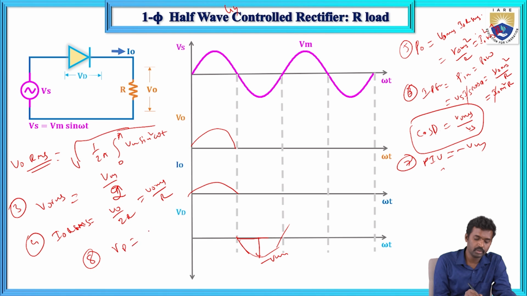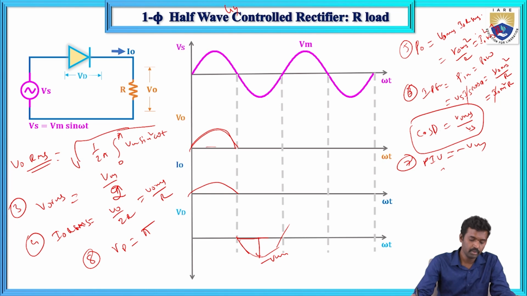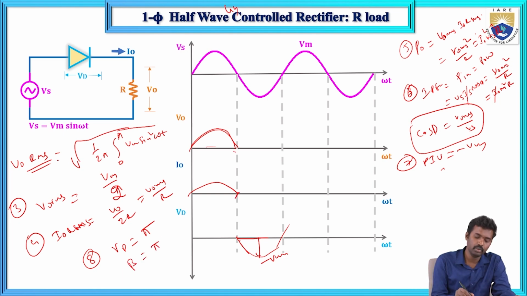gamma of D equals gamma of D. It is conducting up to pi only. And what about the extension angle? It is also pi, and up to what angle is the diode conducting? And now here, what about the circuit turn-off time?